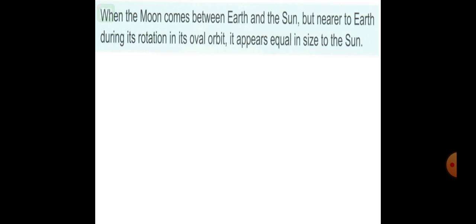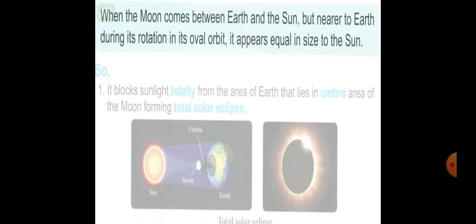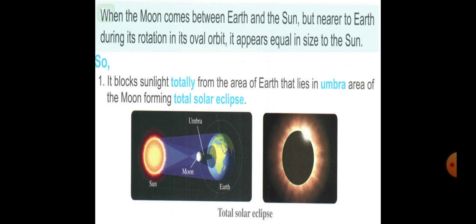Okay, when the moon comes between Earth and Sun, but nearer to the Earth, during its rotation in its oval orbit, it appears equal in size to the Sun. So, it blocks the sunlight totally from the area of the Earth that lies in the umbra area of the moon, forming a total solar eclipse.